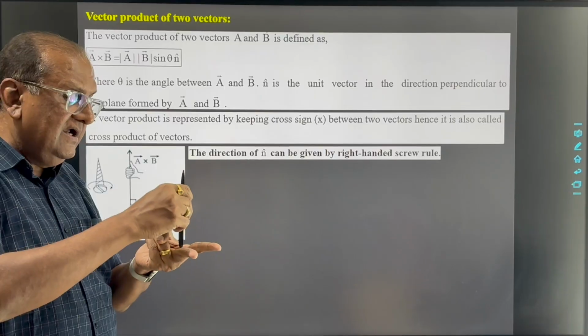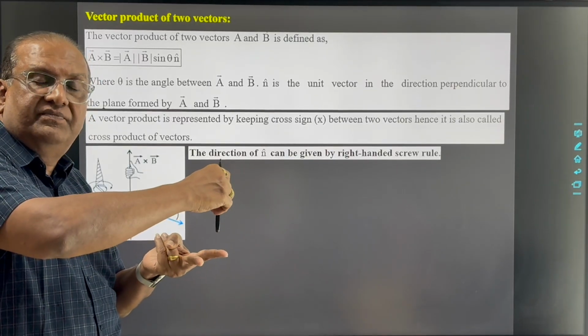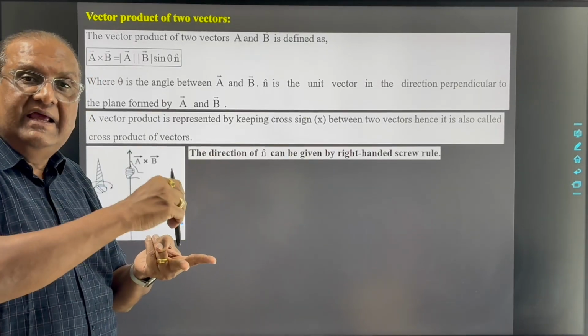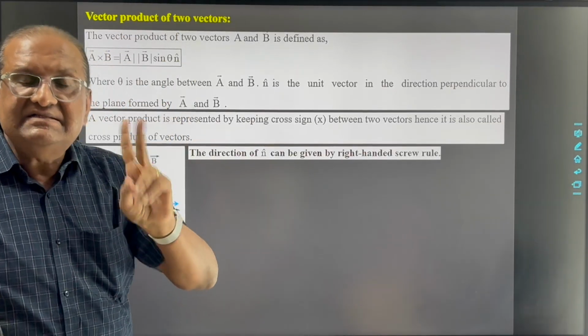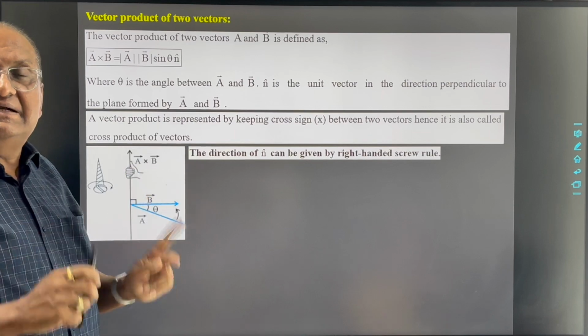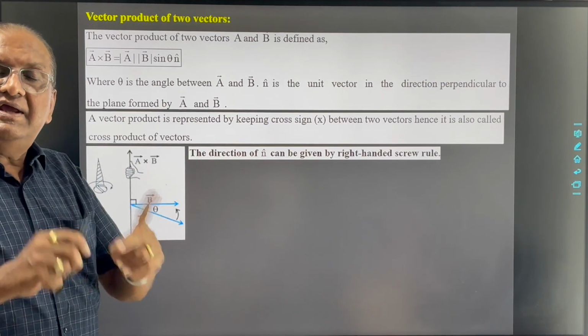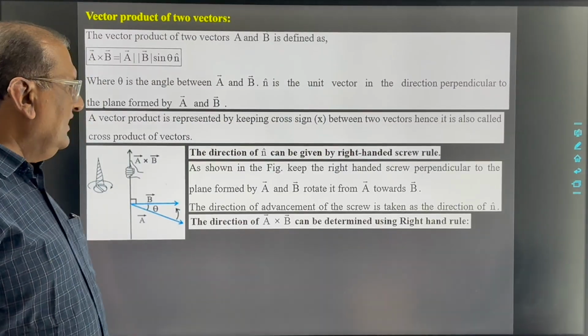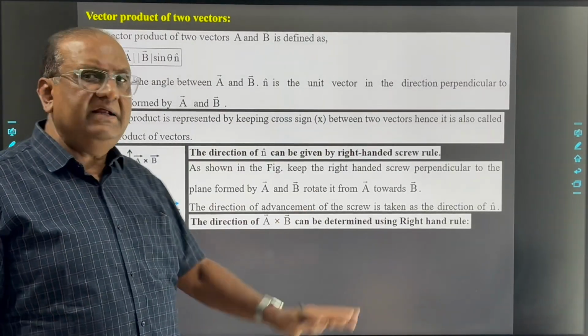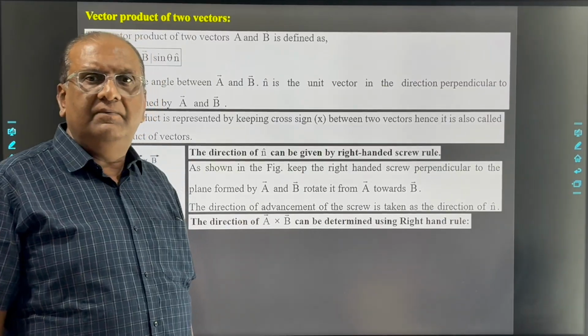So when a right-handed screw is rotated from A to B, the direction in which it advances is the direction of the resultant vector of A cross B. Now see how we can apply this right hand thumb rule.